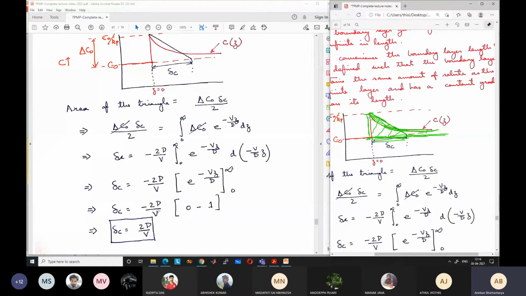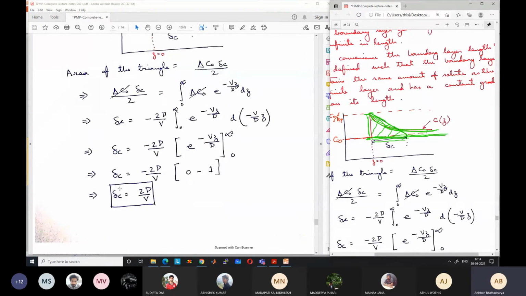So we can relate the boundary layer length to the diffusivity and the velocity. If the velocity is very large, the boundary layer will have a shorter length like this. If the velocity is small, diffusion will be the dominant process and the boundary layer will have a long length. Similarly, if the diffusivity is large, diffusion will be dominant and the boundary layer will have a very large length. If the diffusivity is small, the boundary layer will be very small. If I have infinite diffusivity, the boundary layer will be of infinite length.